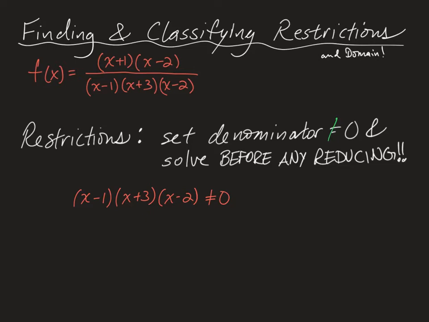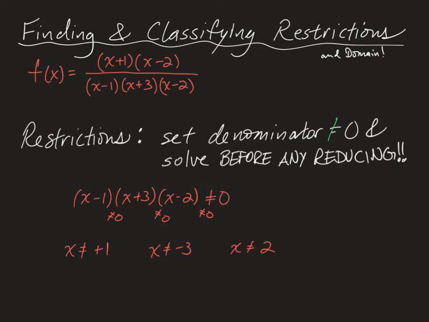Okay, so with that, you can set each of these little factors to be not equal to 0. And we get this. We get x cannot equal positive 1, x cannot equal negative 3, and x cannot equal 2. Those are the three values that are not allowed of all the x values that we have choice of. All right, that being said, we can now classify these. And it's as easy as looking as to whether or not a factor in the denominator can be reduced.